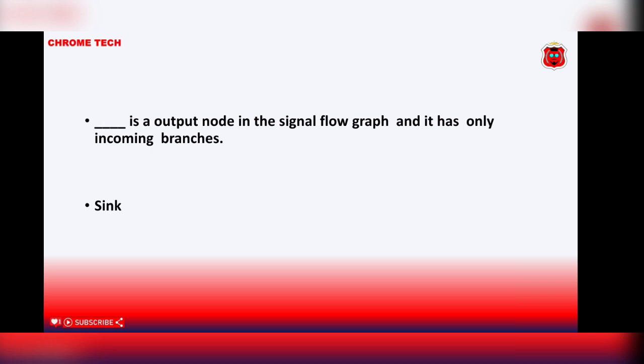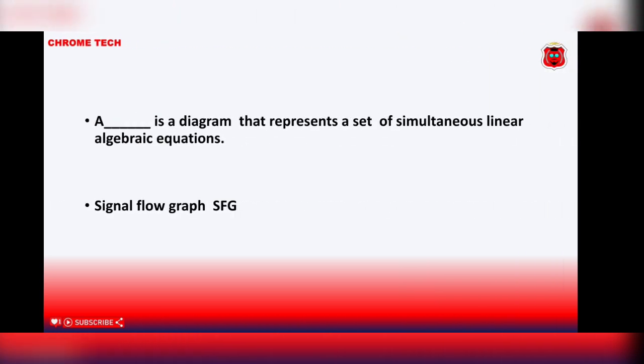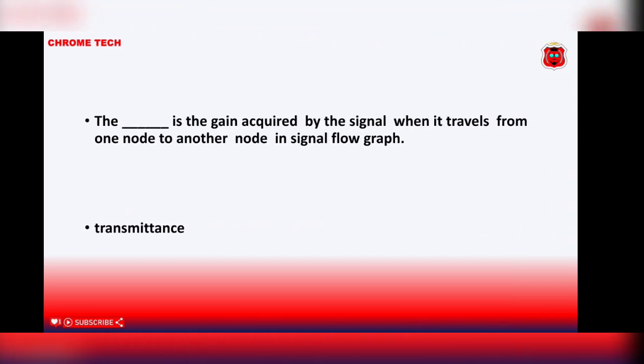Dash is an output node in the signal flow graph (SFG) and it has only incoming branches. Sink is the correct answer. A dash is a diagram that represents a set of simultaneous linear algebraic equations. SFG, signal flow graph. The dash is the gain acquired by the signal when it travels from one node to another node in the signal flow graph. Transmittance. Next question.